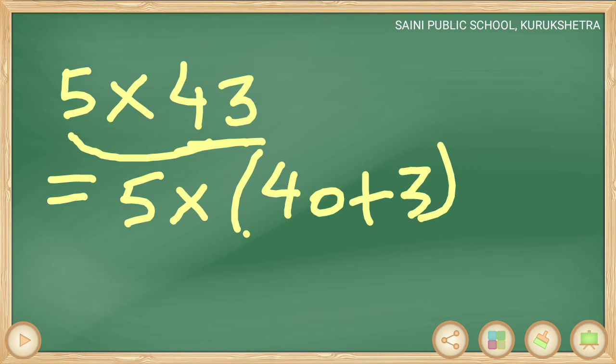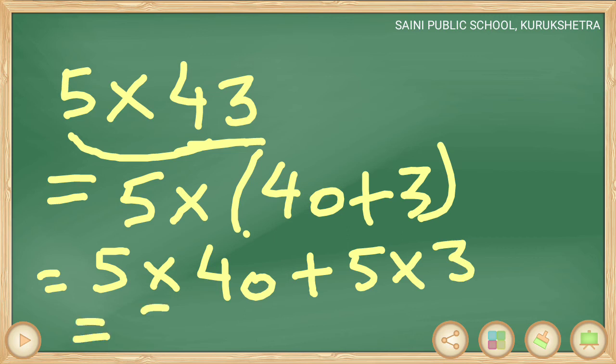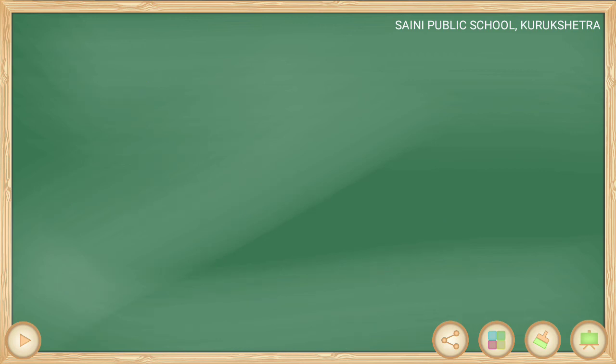Now we will use here distributive property. We will first multiply 5 by 40, then put a sign of plus here, then multiply 5 by 3. So here 3. Now 5 into 40, 200, plus 5 into 3, 15. So our answer is 250. Okay, in this way we can use distributive property for multiplication. Let us discuss some more examples.